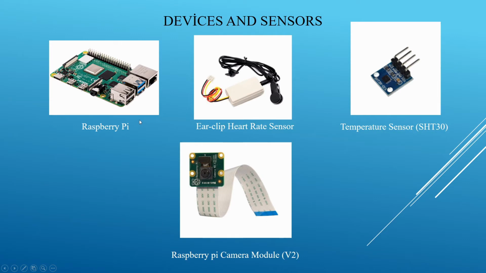Firstly, I will explain the Raspberry Pi, a small single board computer. By connecting peripherals like keyboard, mouse, and display to the Raspberry Pi, it will act as a mini personal computer. Raspberry Pi is popularly used for real-time image and video processing, IoT-based applications, and robotics applications.